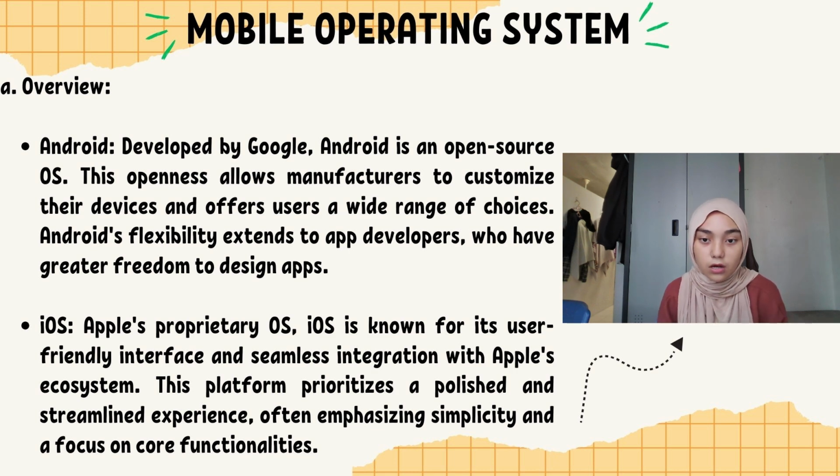So for the iOS, on the other hand, iOS is Apple's proprietary operating system used exclusively on devices such as the iPhone and iPad. iOS is known for its user-friendly interface and smooth experience, especially for those who have invested in the Apple ecosystem. So Apple emphasizes security and privacy, as well as offering high-quality apps through the App Store. iOS users often appreciate the simplicity and efficiency in using their device.